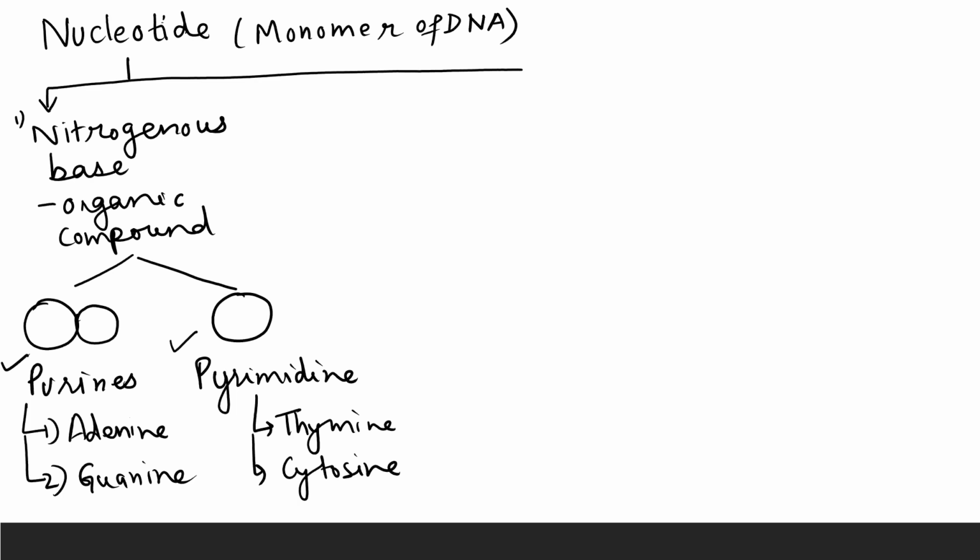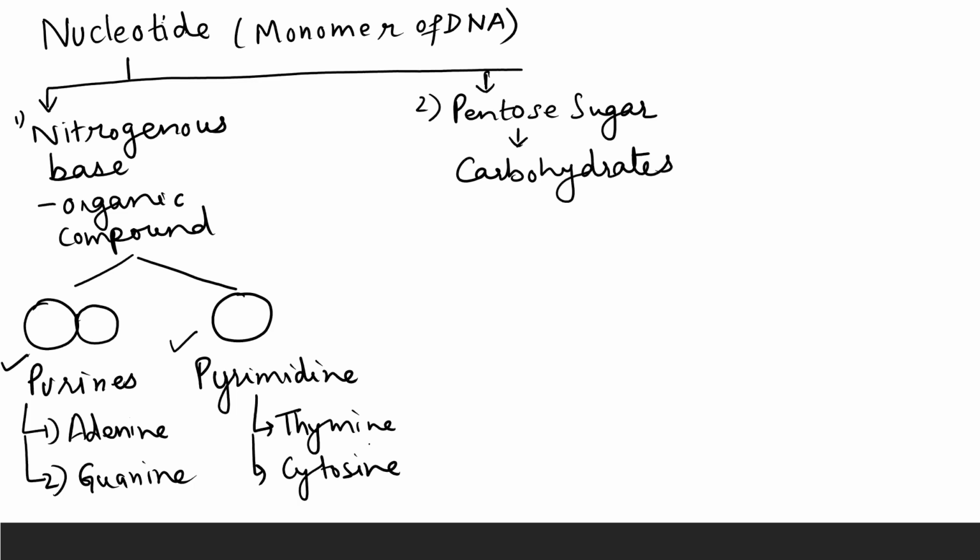So this is done. Now let's talk about the second one. So the second thing we need to form a nucleotide is pentose sugar, right? Second thing to make a nucleotide is a pentose sugar. So we know this, all the sugars are what? These are carbohydrates. All kinds of sugars are carbohydrates, right?